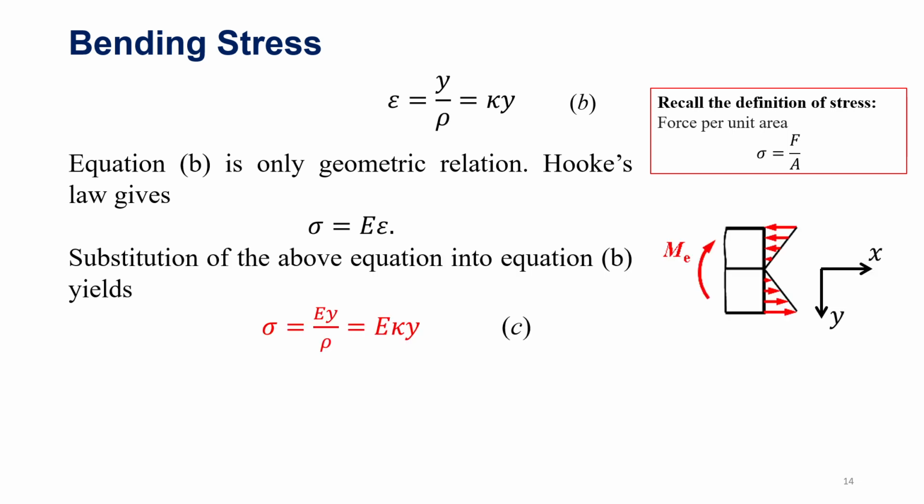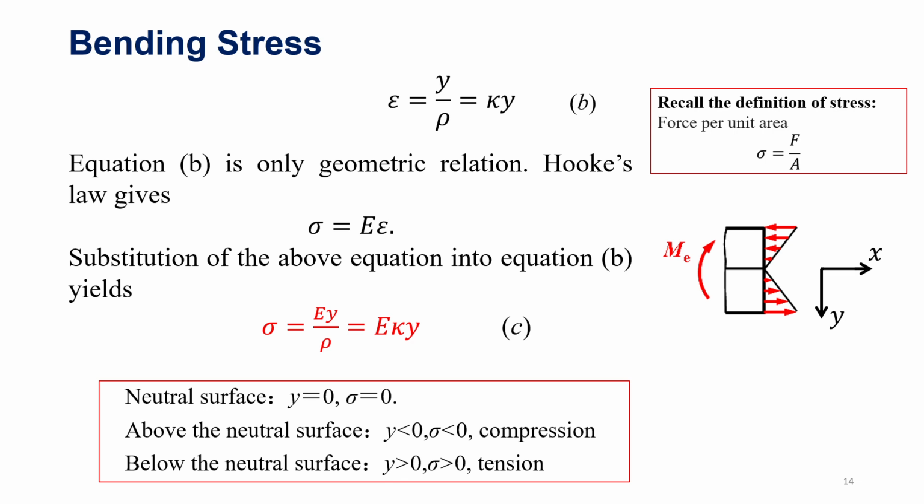Substituting Hooke's law into equation B gives the stress distribution of the beam, which is sigma equals E times kappa times y. This is shown in the right figure. So this equation C shows a linear distribution of the stress at the cross section, similar to the strain distribution. At the neutral surface, where y equals 0, the stress sigma is 0. Above the neutral surface, where y is negative, sigma is negative, which means the fibers go into compression. Below the neutral surface, where y is greater than 0, the stress is greater than 0, which means it undergoes tension.